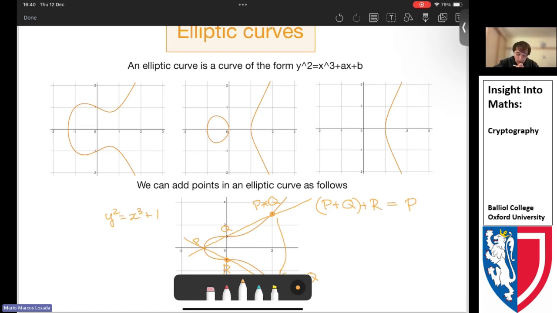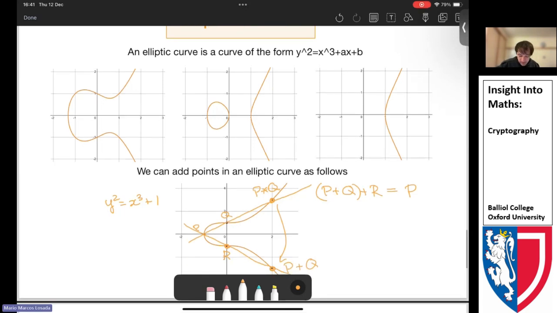And we can do something even better, because we can also add a point to itself. If we want to add a point P to a point P, then the recipe says: draw the line between P and P. But there are infinitely many lines between P and P. If you imagine having 2 points and bringing them closer and closer together, the line between the 2 points becomes the tangent to the curve. So if we want to add a point P to itself, all we need to do is draw the tangent line.